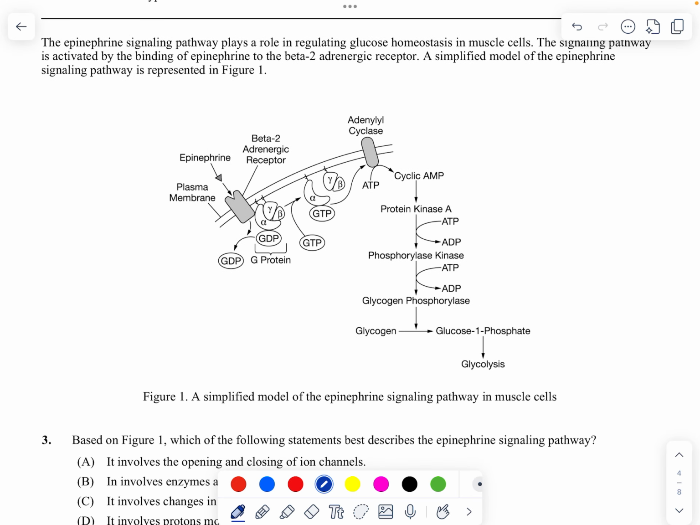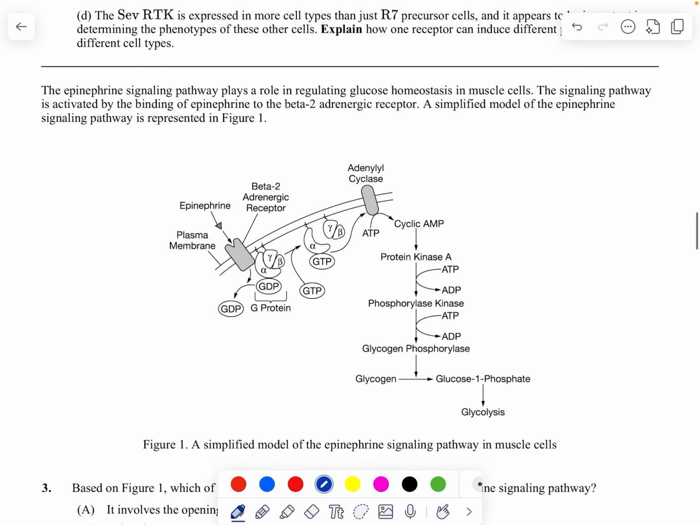The epinephrine signaling pathway plays a role in regulating glucose homeostasis, and muscle cell signaling pathway is activated by the binding of epinephrine to the beta-2 adrenergic receptor. A simplified model of the pathway is shown. It's a model, trying to understand what's going on. Here's epinephrine, that's the ligand. Here's beta-2 receptor. There's G protein, super important, we talked about that. Here's adenylyl cyclase. There's cAMP, which is the secondary messenger.